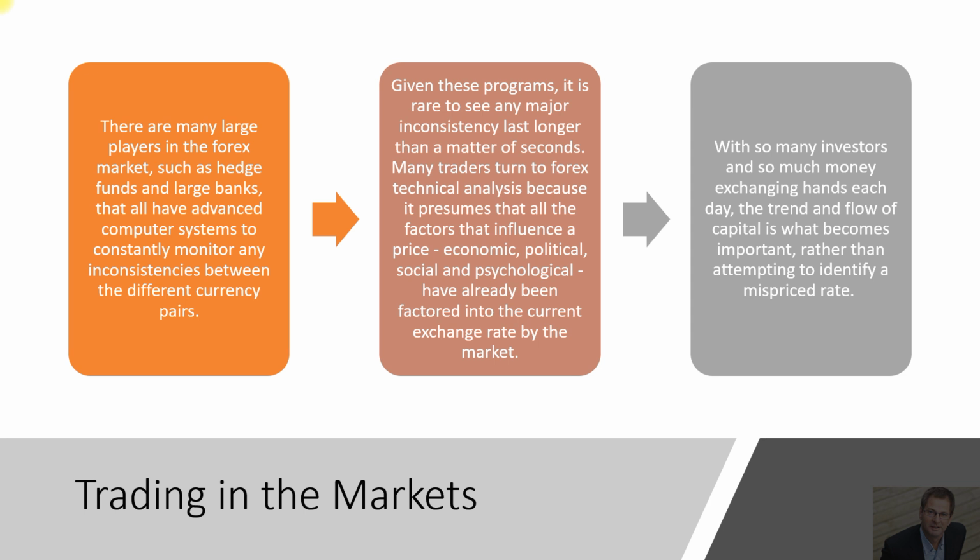Now, there are many large players in the Forex market, such as hedge funds and large banks, and they all have advanced computer systems that constantly monitor any inconsistency between a currency pair. Same thing whether you're trading gold or oil, CFDs, whatever it is. You can't outsmart these huge computer systems from these big guys. Now, we can take advantage of some of it. We can take advantage of inconsistencies in the market, or we can find other ways to find opportunities.